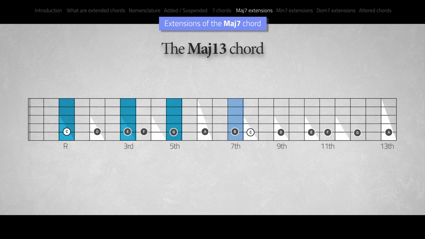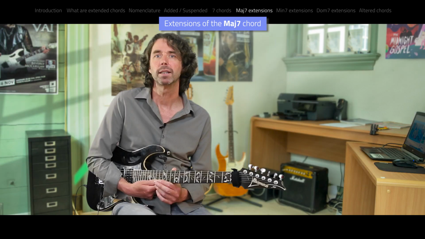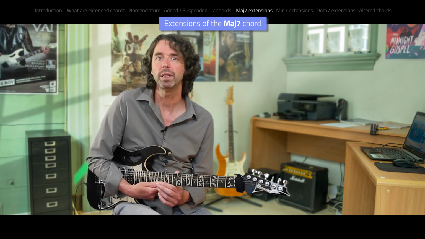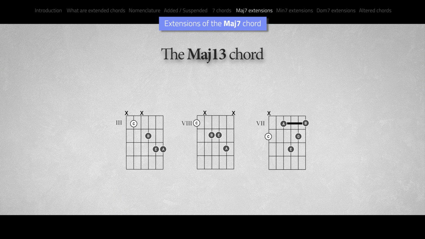The last extension created by stacking thirds in the major key is the major 13 chord. This chord can be used as a tonic chord and also as a 4 chord, if you omit the 11th. These major chords can sound really awesome and big. Voicings for this chord could be the following.